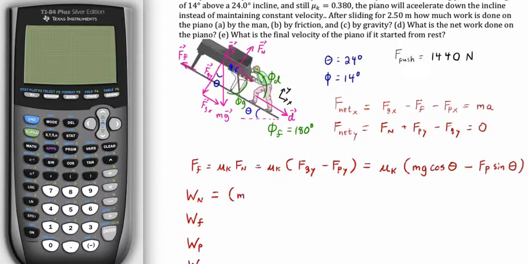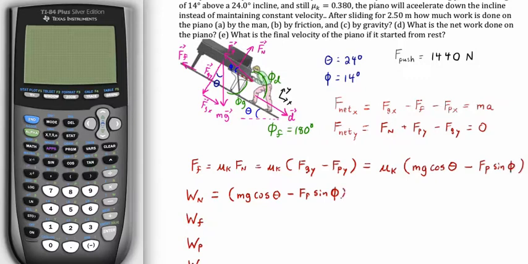So it's going to be mg cosine of theta minus Fp, which is a given, we know that magnitude, times sine of phi. Actually, I wrote that incorrectly in the previous step as well, because that's not the angle of the slope, but rather the angle of the pushing force. So we've got to fix that there.